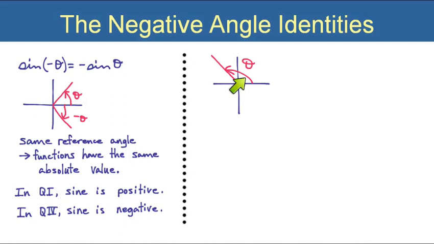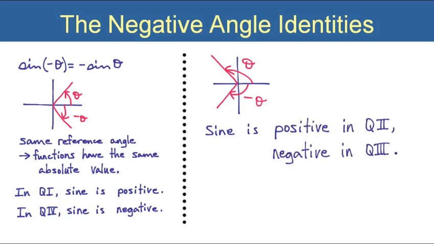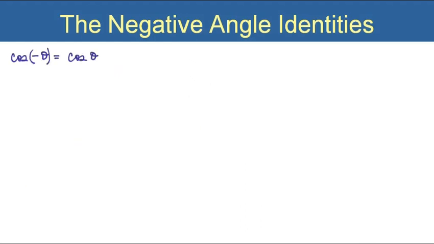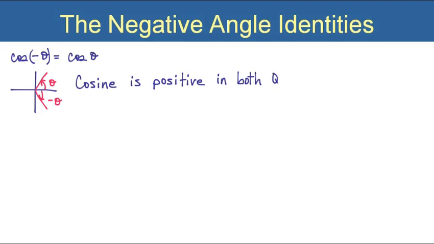Now, if we let theta be big enough to go into quadrant 2, then negative theta would be big enough to go into quadrant 3. Sine is positive in quadrant 2, but negative in quadrant 3. And let's also look at the cosine. Same diagram, but we know that cosine is positive in both quadrant 1 and quadrant 4. So here we can say that the cosine of the negative angle is equal to the cosine of the positive angle, because cosine is positive in both quadrants.